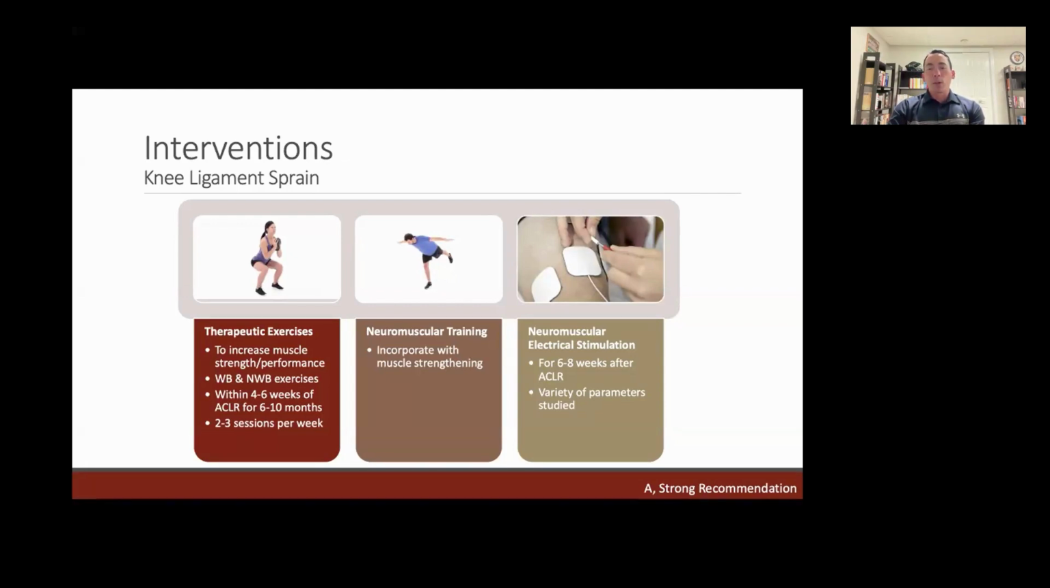Neuromuscular training incorporates three-dimensional movements of progressively greater speed and difficulty while emphasizing proper jump landing and balancing techniques. Examples of this may include static and dynamic single leg balance exercises, single and double leg jump landing progression exercises, and trunk stability exercises.